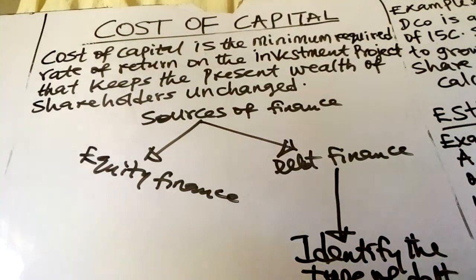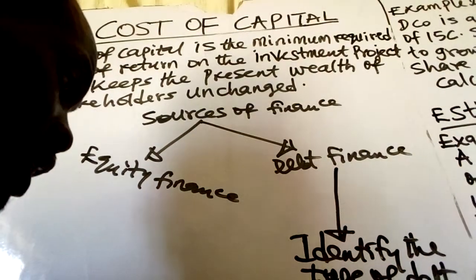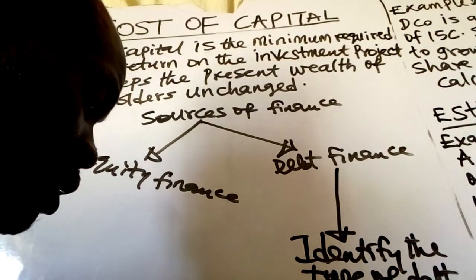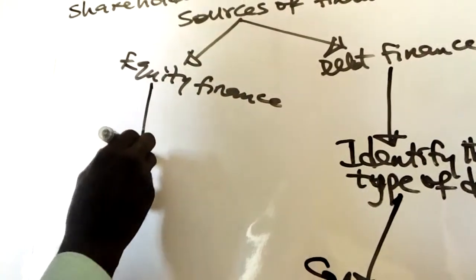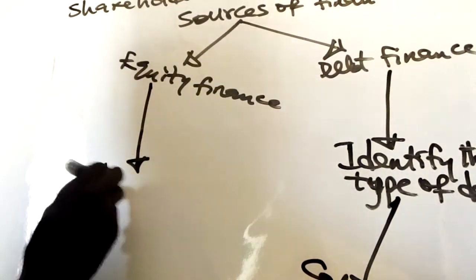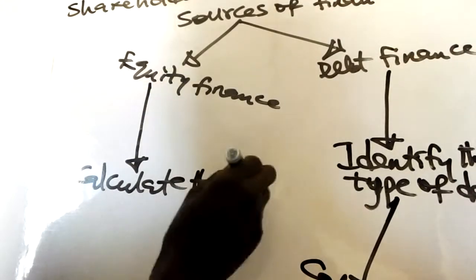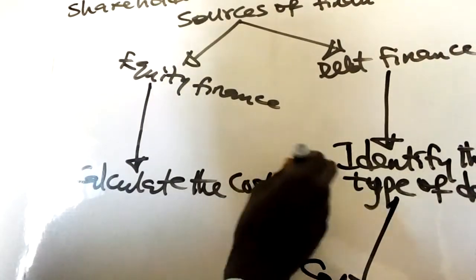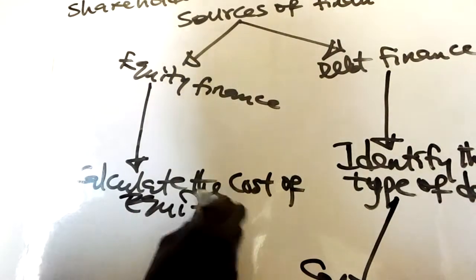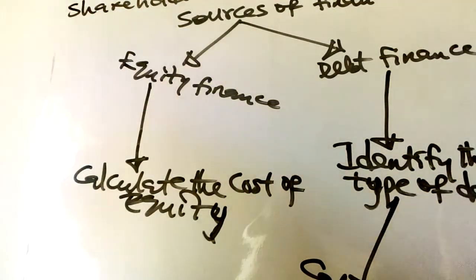After the identification of the type of debt, you calculate the cost of each type of debt. And if it is equity, then you calculate the cost of equity.